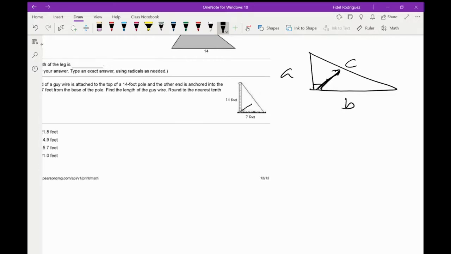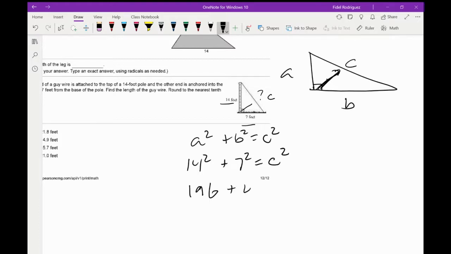If you notice in this problem, I don't know what this part is. That's going to be my C. So we can call these our A and our B. The formula is A squared plus B squared equals C squared. So we're going to say 14 squared plus 7 squared equals C squared. I'll take my calculator to figure out 14 squared, so 14 times 14 is 196. 7 squared, I know, is 49. I'm going to add those together: 196 and 49 gives me 245 equals C squared.